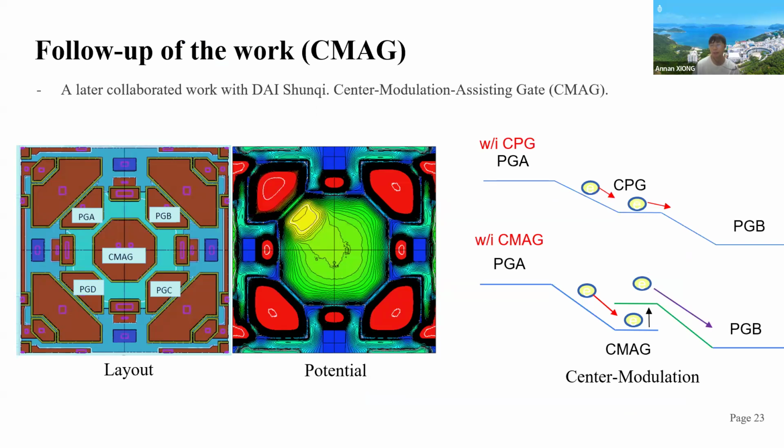What is the concept of CMAG? As shown in this figure, the CMAG will modulate two times faster compared to the normal photo gates. Therefore, the charge transfer can be boosted dynamically compared to the fixed potential.